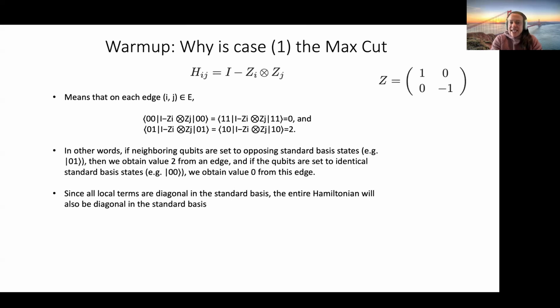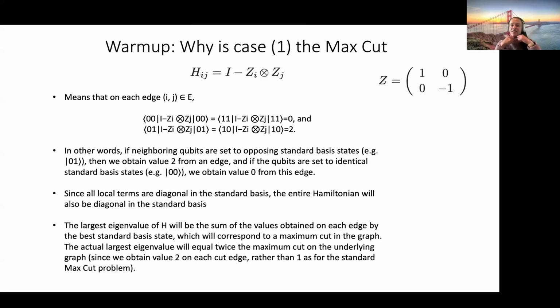So since all the local terms are diagonal in the standard basis, the entire big Hamiltonian, which is the sum of those terms, will also be diagonal in the standard basis. And the largest eigenvalue would just be the sum of values obtained on each edge by the best standard basis state. This is exactly the maximum cut in the graph, because you're trying to maximize how many of these terms can give you a value 2. So a max cut corresponds exactly to an assignment of 0s and 1s to the vertices, to the qubits. And this vector, the 0,1,0,0,1, whatever ket, gives you a value that's twice the max cut problem.